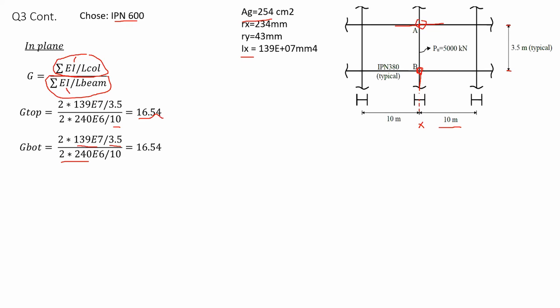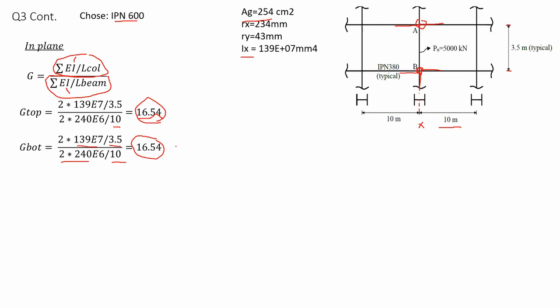How many beams are connected? 1, 2, and the moment of inertia for each one of them, since they are bending about the strong axis. So I take IX for a beam, and lastly divide by the length of the beam. Now I see here that G top and G bottom are both the same.